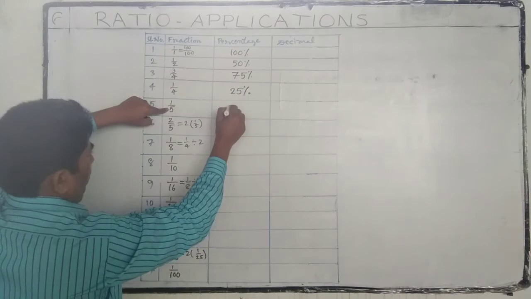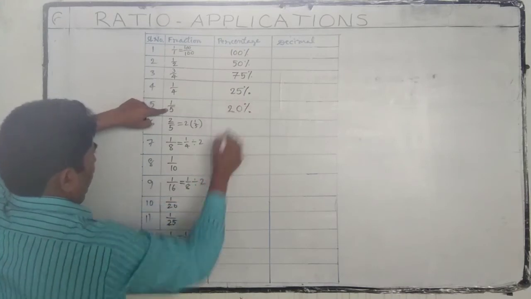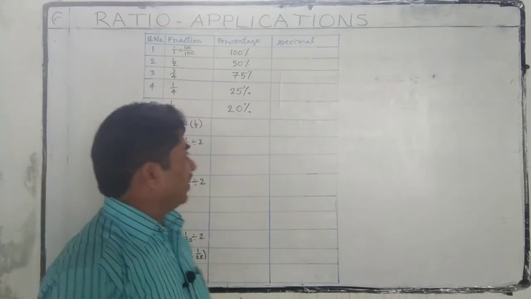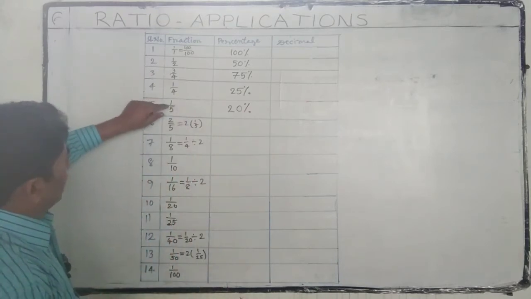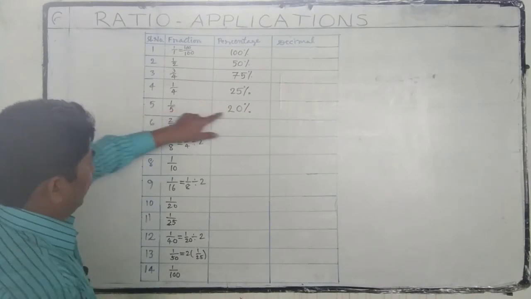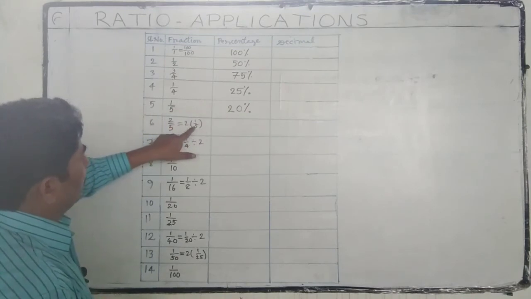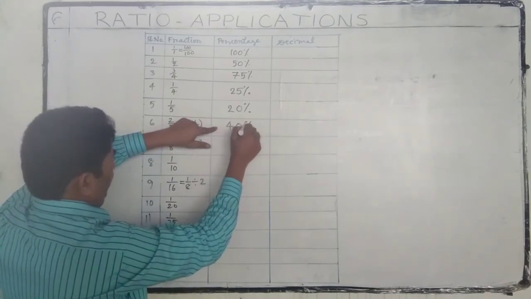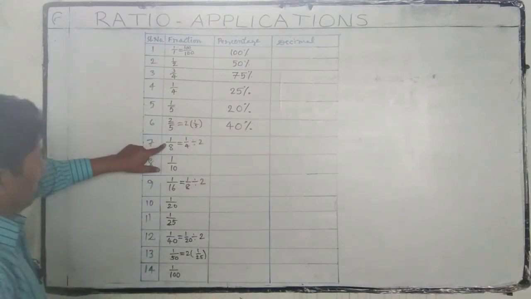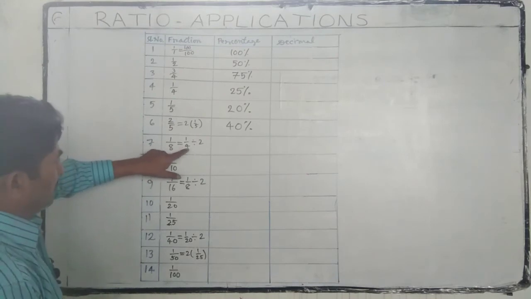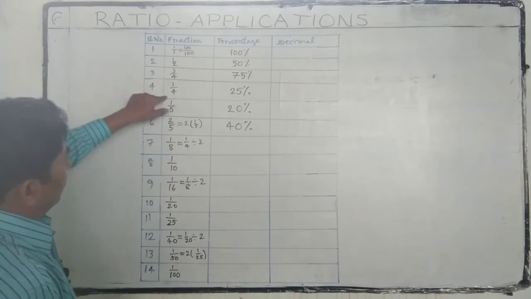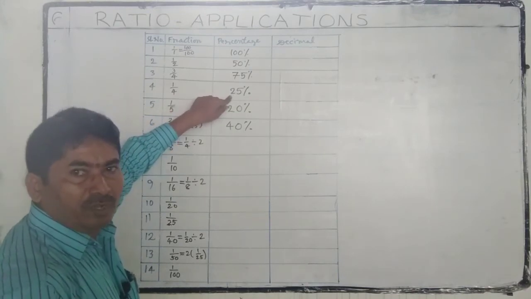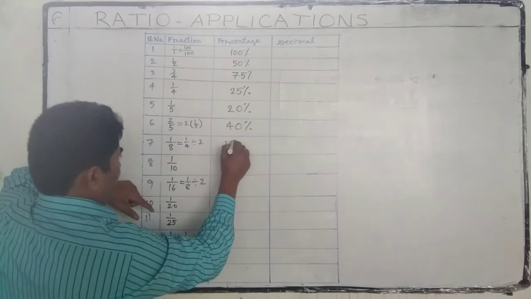1 by 5, 20 percentage. 2 by 5 is double of 1 by 5. Double of 1 by 5, 20%, twice, 40%. 1 by 8 is half of 1 by 4. Half of 1 by 4, 25. Half of 25 is 12.5 percentage.